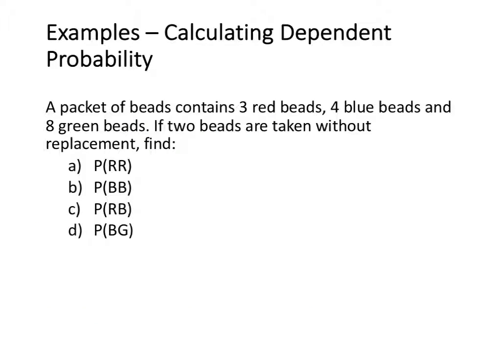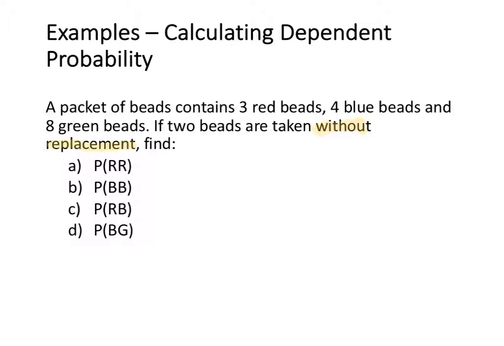So let's have a look at some examples of how we calculate the probability of dependent events. In the example, we have a packet of beads that contains 3 red beads, 4 blue beads, and 8 green beads. If 2 beads are taken without replacement, find the probability of the listed events happening. What's important to note is that the question says without replacement. This is what makes these dependent events, because the probability of event B, my second selection of bead, is going to be dependent on the selection I've made in my first event.